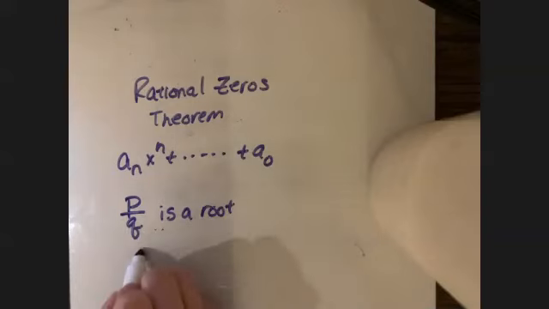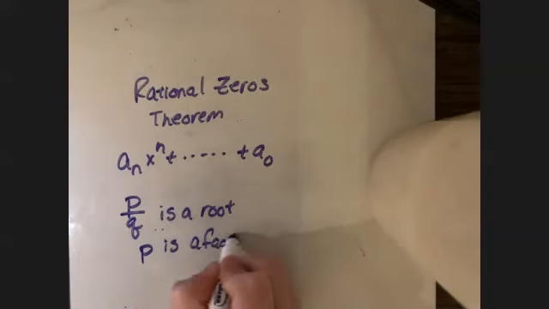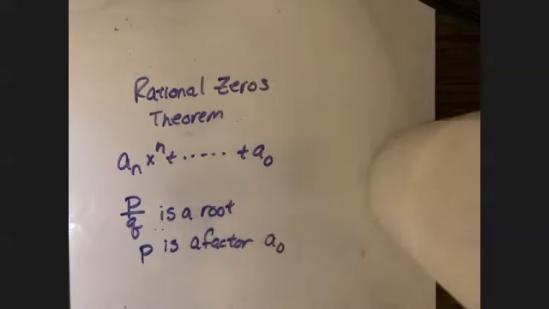Then what it says is P is a factor of this a naught, or the constant term, and Q is a factor of a sub n, which is the leading coefficient. So what we actually do with this is we actually work this in reverse.